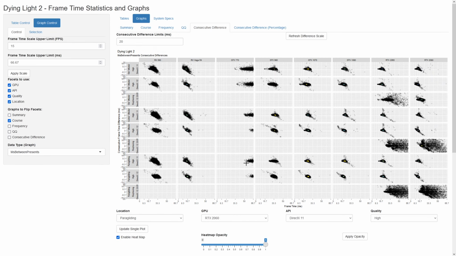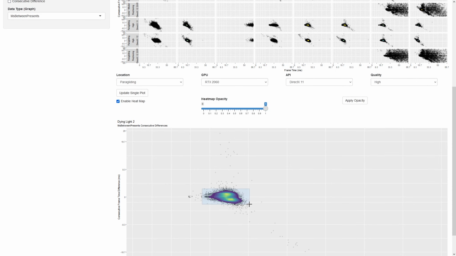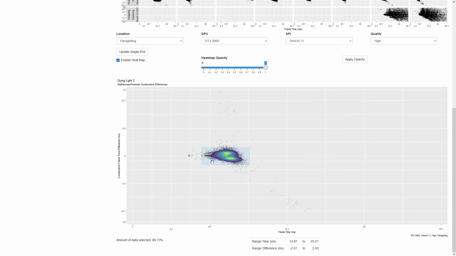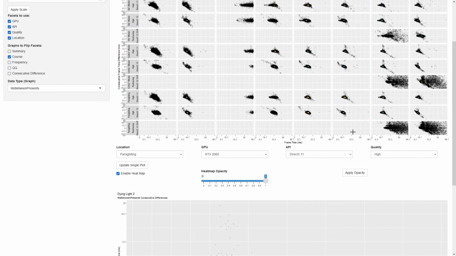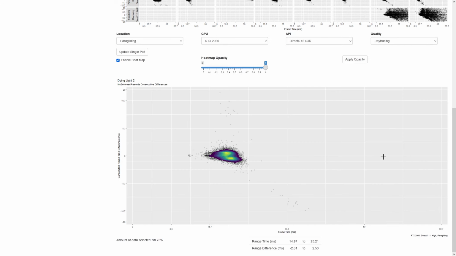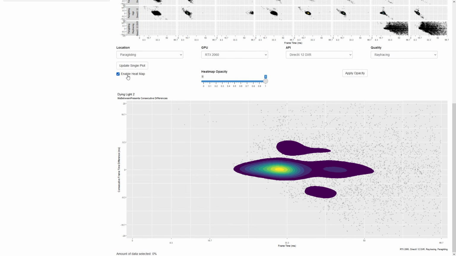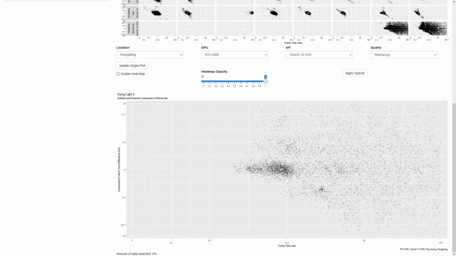I'm just trying to think. Is there anything? I mean, we can look at, as you saw, I can pull out how much data is in here. So right in there is 98.73% of the data. So this is actually pretty stable, and we have that same plus or minus 2.5 milliseconds. That's pretty stable. You're not really going to run into much stuttering there. But let me see. That was paragliding 11 to 2060. So we look at the ray tracing on that. That is terrible. I'm going to turn off the heat map. And as you can see that we don't even have solid black anywhere.